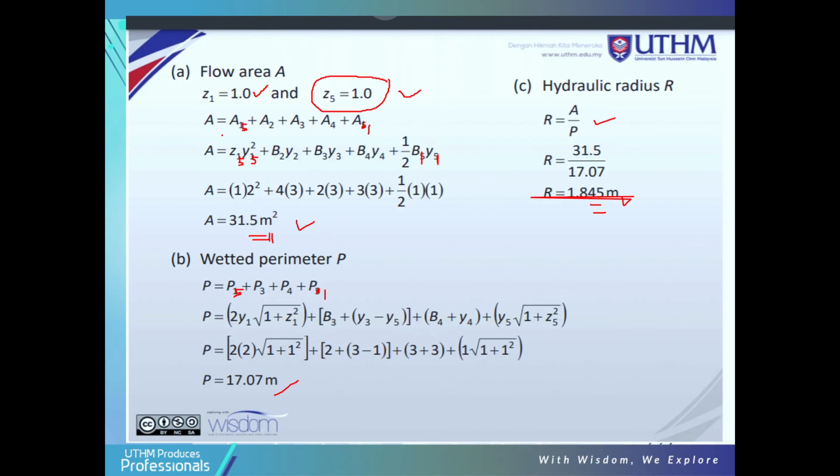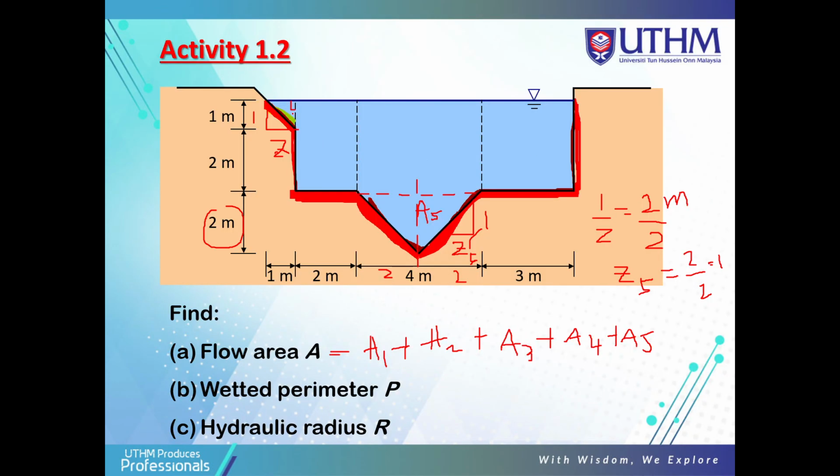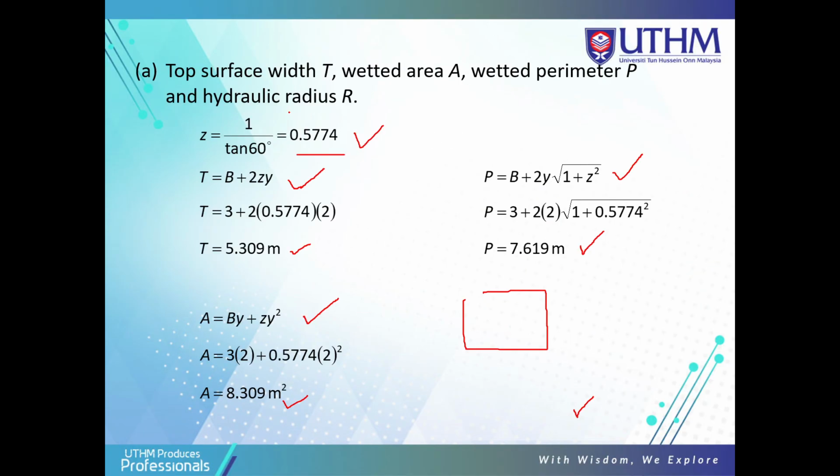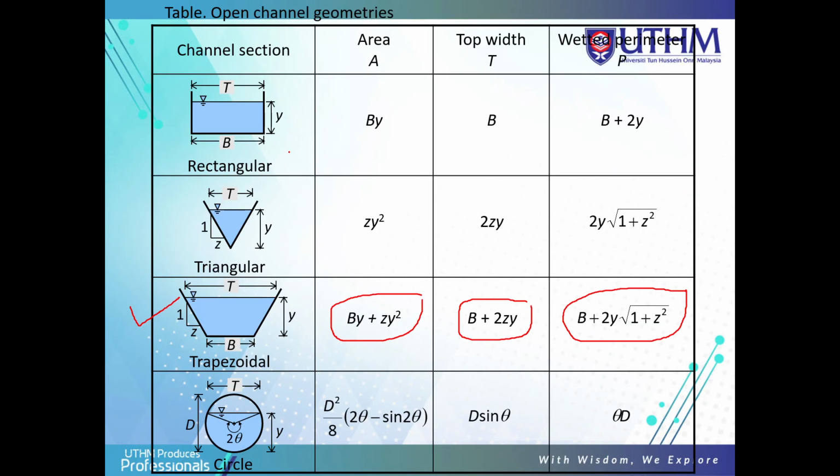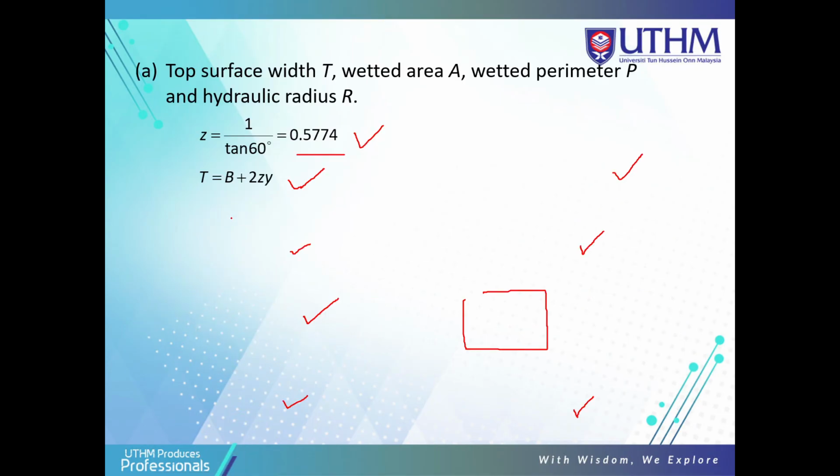So A5 here is Z5. You must look again at the type of channel here, using the triangular. So this is triangular. You must look at the triangular here, and you just put the area, the top width, and also the wetted perimeter. So use this equation for triangular.